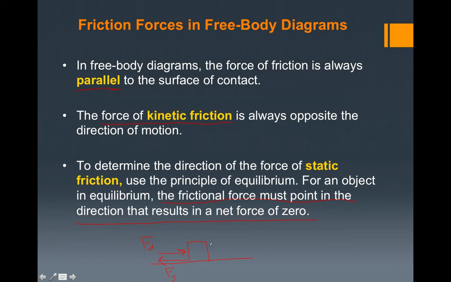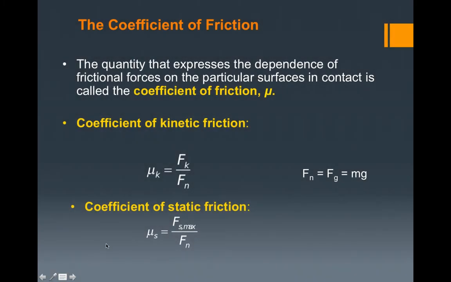If I would change and I would pull from this side, so if I would delete those and I would pull from this side, my friction would still be going this way because it's opposite the arrows. So friction always has to go opposite the way that motion is being attempted for static.